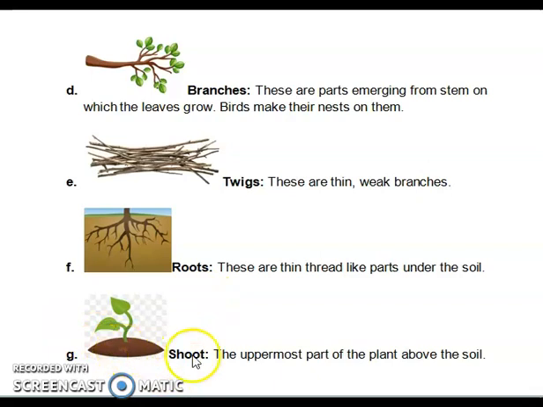And the last one is shoot. So the shoot is the uppermost part of the plant above the soil. This is the part which grows above the soil. Now under the soil this is root, and above the soil it is shoot. So this is the uppermost part of the plant above the soil. I hope you understood, and you have to draw these pictures and you have to write about them. This will also help you in your EVS.